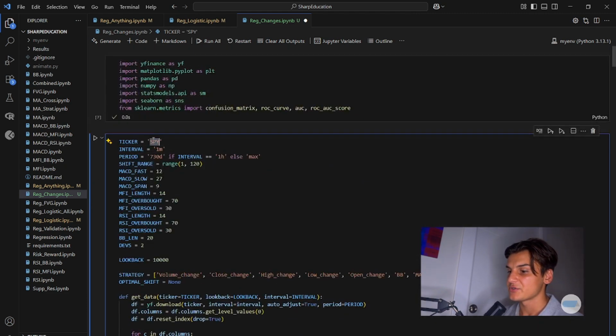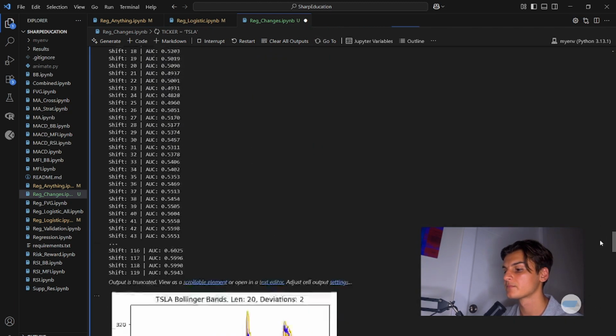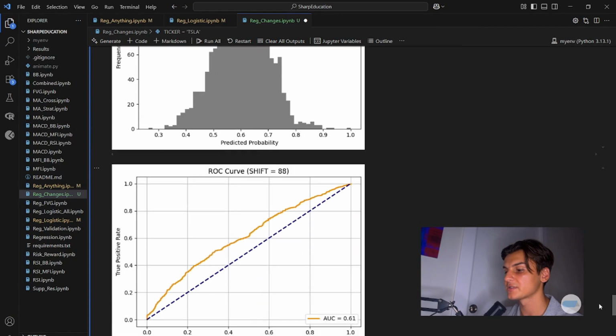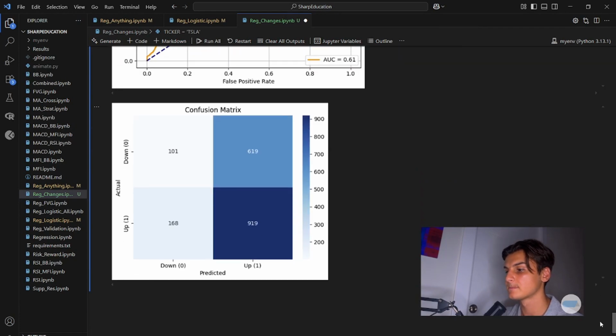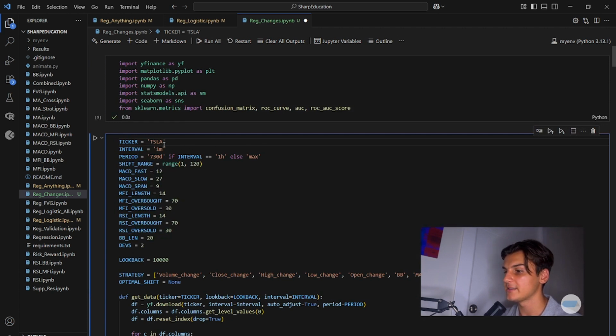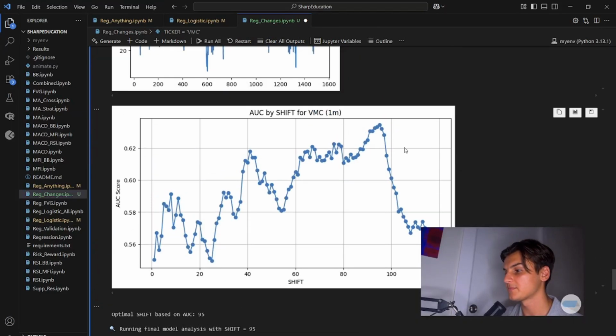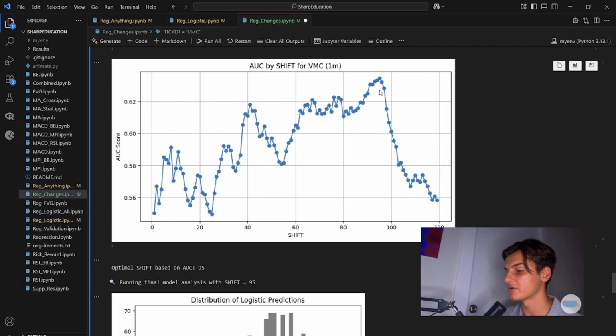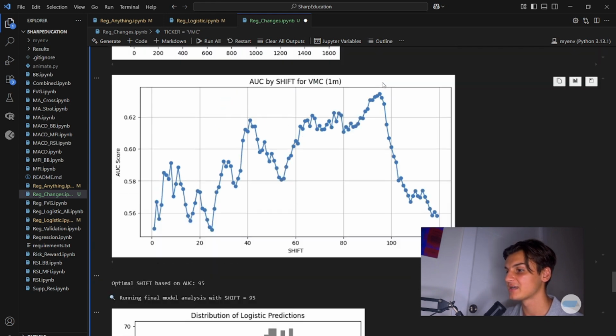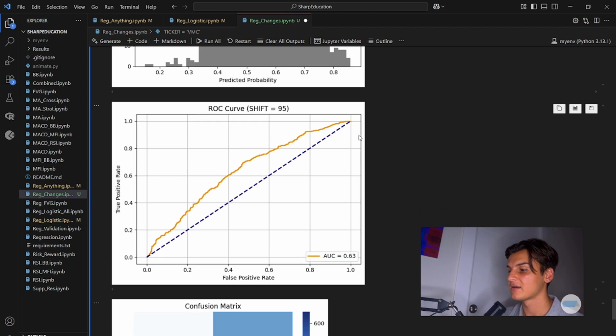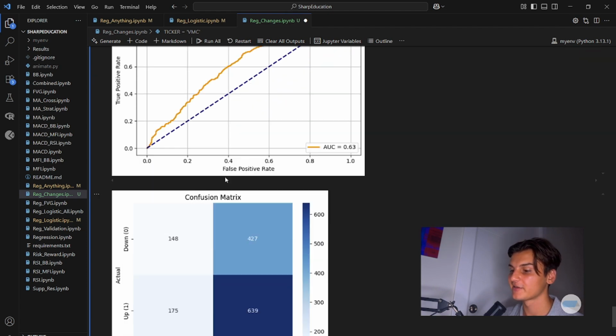And then if we do Tesla, which is a bit more sporadic, on the 1 minutely with all of our information. The 0.62 distribution. Same general idea. What if we did VMC? 1 minute. Up to 95 minutes. So if you're taking hour and a half long trades on VMC, you can get 0.63 area under the curve.